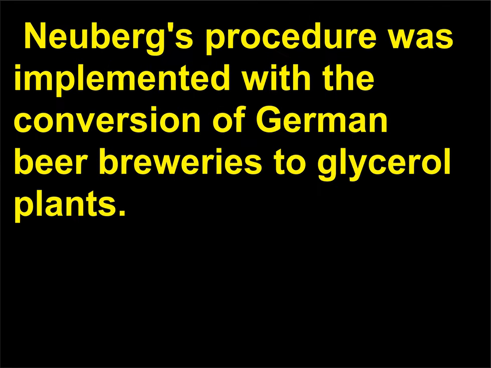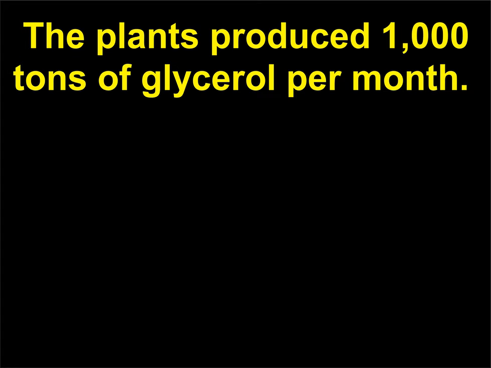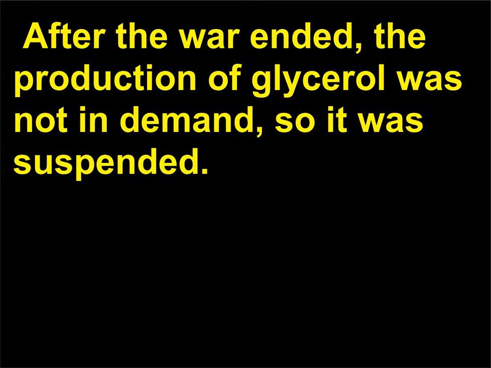Neuberg's procedure was implemented with the conversion of German beer breweries to glycerol plants. The plants produced 1,000 tons of glycerol per month. After the war ended, the production of glycerol was not in demand, so it was suspended.